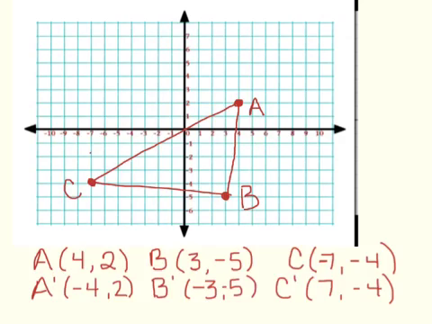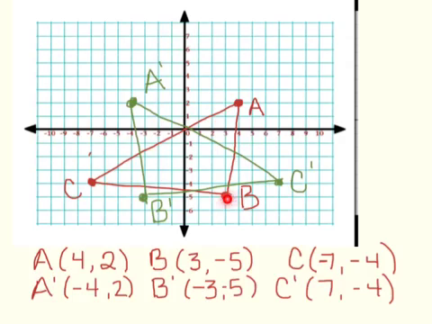My new figure, A prime, is at negative 4, comma 2. B prime is at negative 3, negative 5. And C prime is at 7, negative 4. So what I want you to do is look at the two pictures and tell me what happened. Did it translate, meaning did it slide around? Did it flip over, or did it turn? Those are your choices.